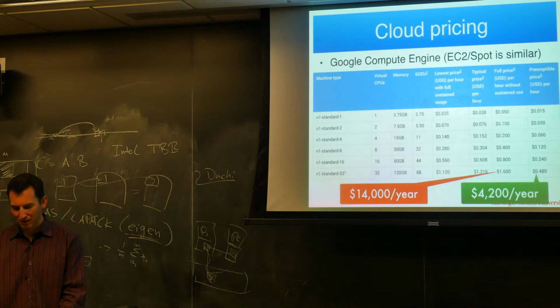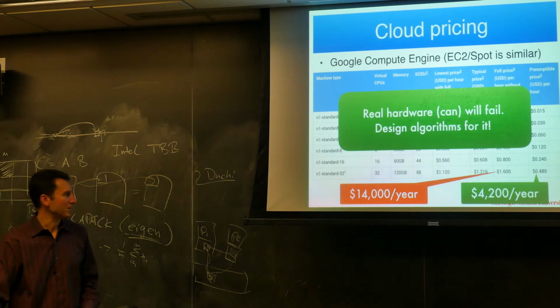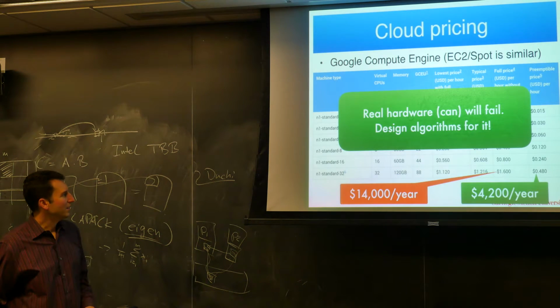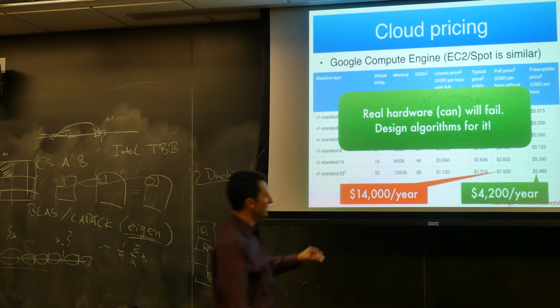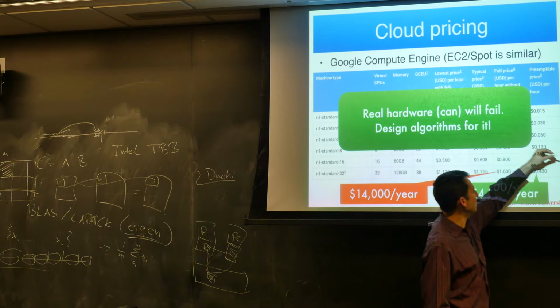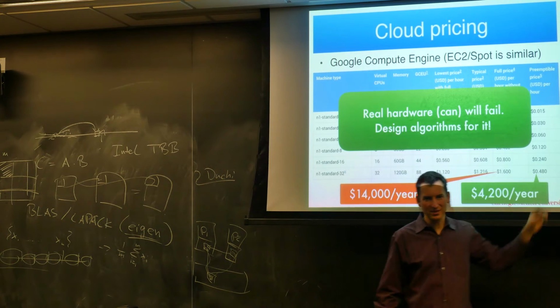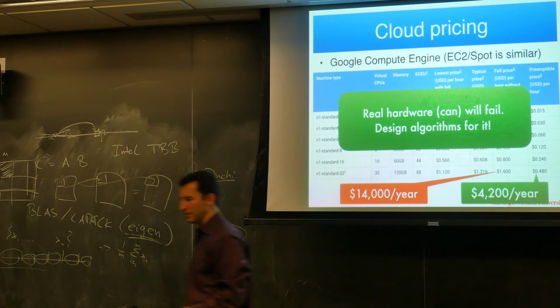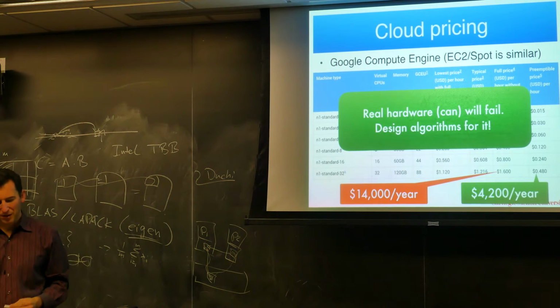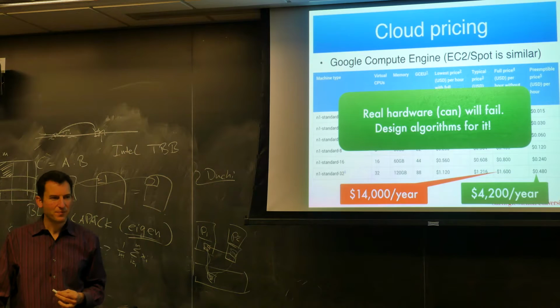Okay, I don't think I need to go much more into detail about cloud pricing. The key point is that if you use something that Google calls a preemptible instance, or that Amazon calls a spot instance, you will save a lot of money. In Google's case, it's maybe a factor of 3. On AWS, it can be a factor of 6 or 7.